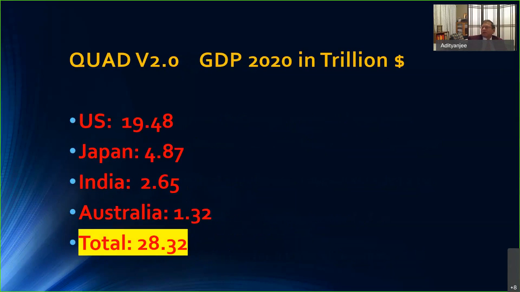Now look at some of the economic aspects. If you look at the GDP in trillion dollars for 2020, United States, there was some contraction in 2020 because of the COVID, and these are 2020 figures. US was 19.48 trillion, Japan was 4.87, India 2.65, and Australia 1.32. The combined GDP of these four countries is 28.30. I think the world GDP used to be 130 trillion. It contracted quite a bit in 2020. I don't know the exact figure, but these four countries have a lot of economic clout.